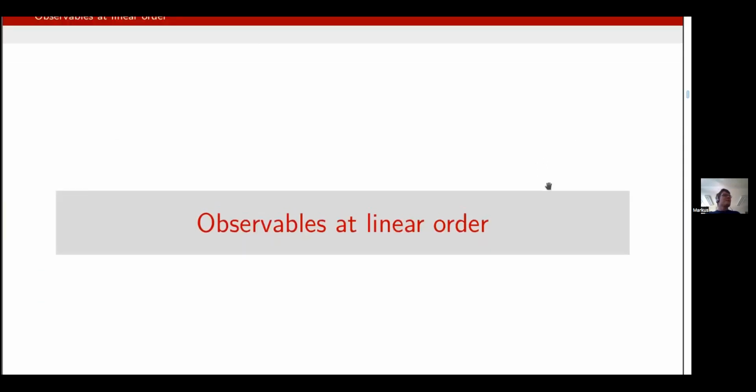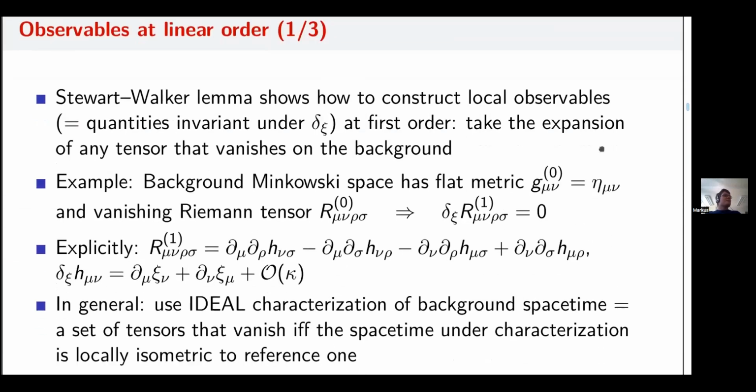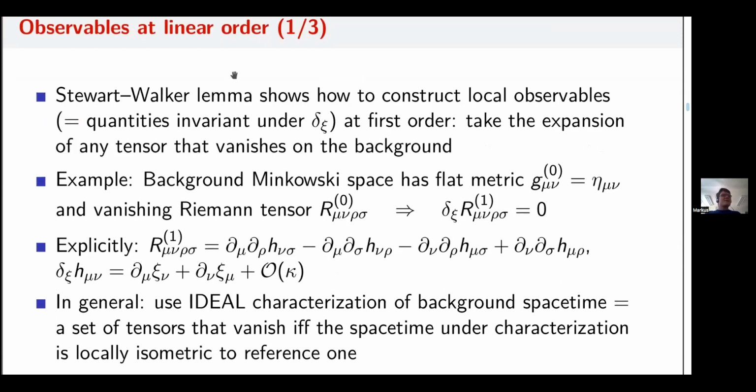So first, let's look at the case of linear order, which is an important subcase, as I said. At linear order, the Stewart-Walker lemma, as we just saw, shows you how to construct local observables at first order. Namely, you just take the expansion of any tensor that vanishes on the background. And then, of course, the Stewart-Walker lemma tells you that at first order, this quantity will be invariant. So, it's always nice to look at examples.